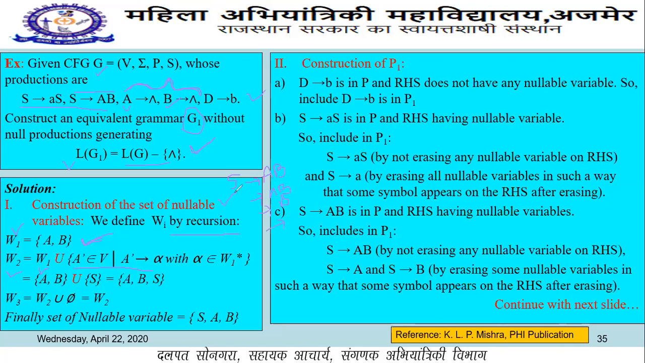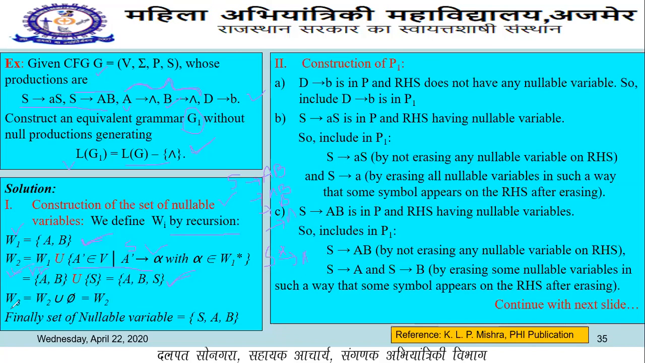So S is also a nullable variable, because after multiple productions S also derives null. Therefore we include S in this set, and after taking the union of W1 and S, we get W2 as A, B, S. This is the set of nullable variables at iteration 2.